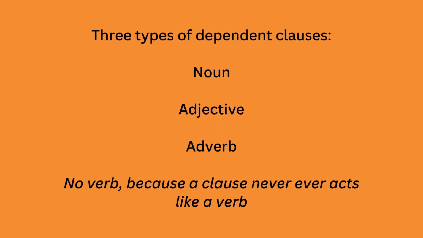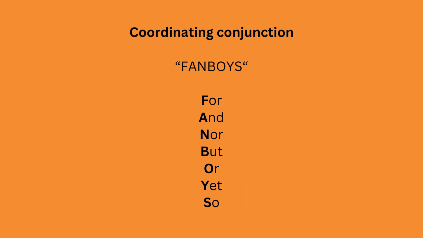Now, we are reminded that there are three types of dependent clauses: noun, adjective, and adverb, and no verb because a clause never acts like a verb. And then we know that an independent clause is one that can stand by itself. Independent clauses are joined to each other by a coordinating conjunction. A coordinating conjunction is a word that joins together two independent clauses, two equally important sentences.